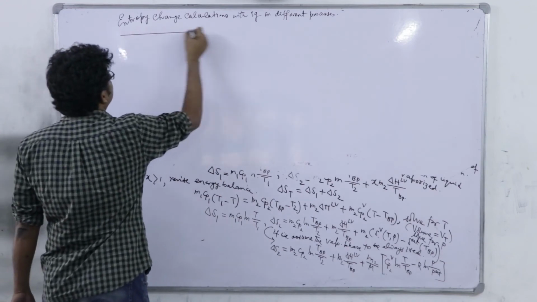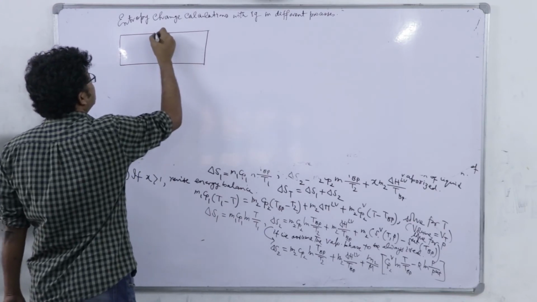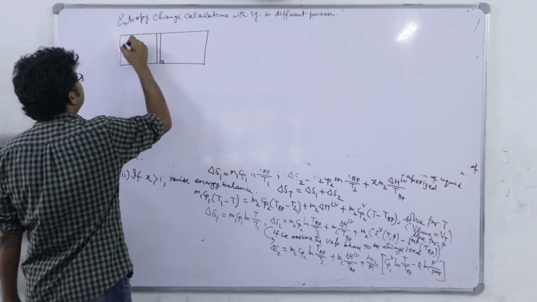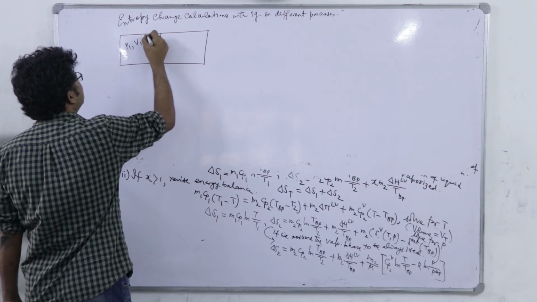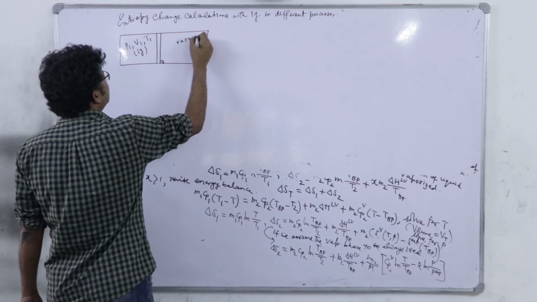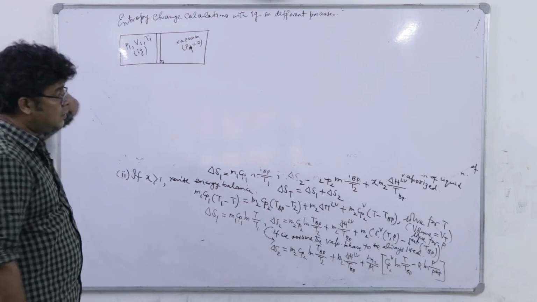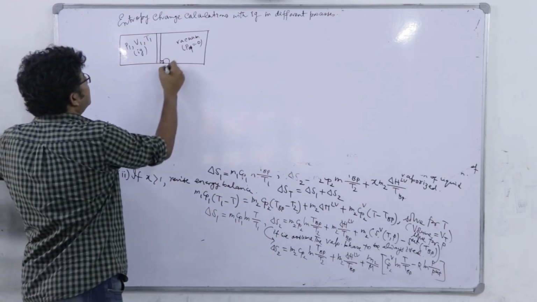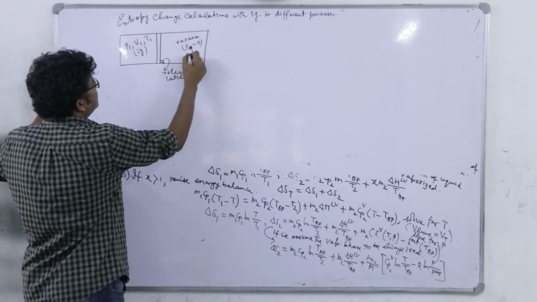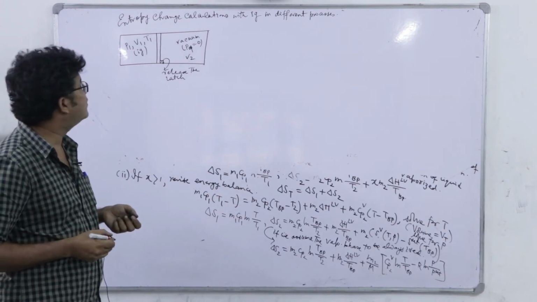So, the first case you see, we have a container partitioned by a piston and we have a latch, right. Here we have an ideal gas at P1, V1 and T1. So, this is ideal gas and this is vacuum. So, P opposing equal to 0, right. And we release the latch. This side has a volume V2. What will be the respective entropy change?